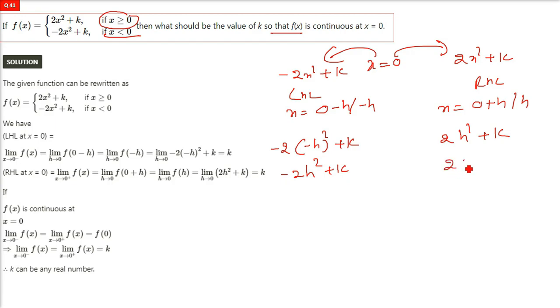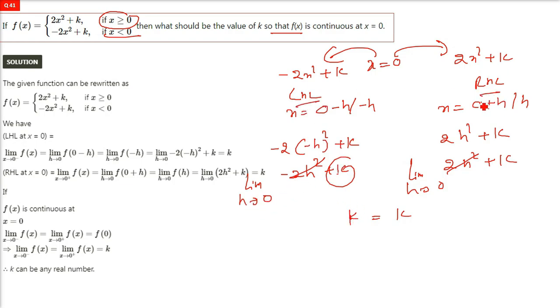Here you have 2h square plus k. Now apply the limit, h tends to 0. Limit h tends to 0 here also. So when you apply the limit, you see both sides it will be k only. K is equal to k. So the left hand limit and right hand limit are equal.